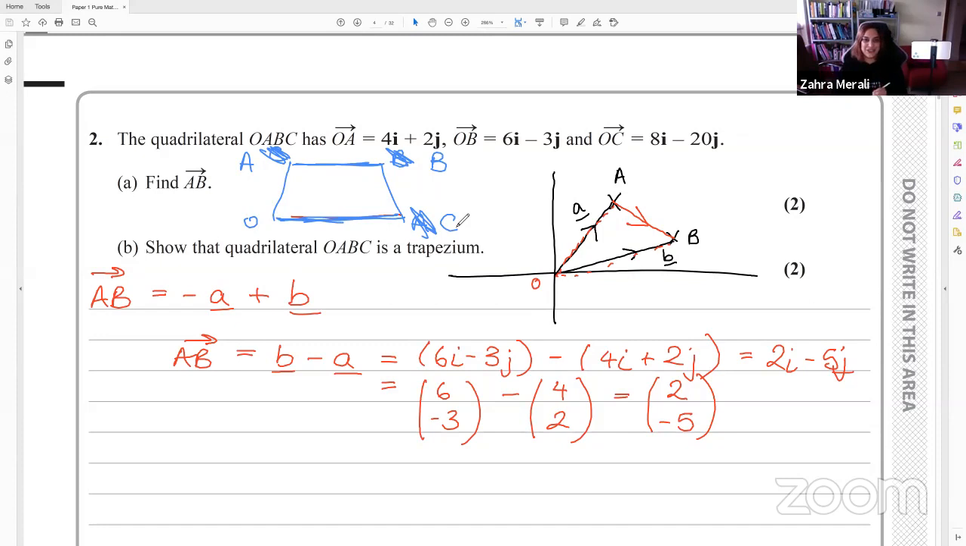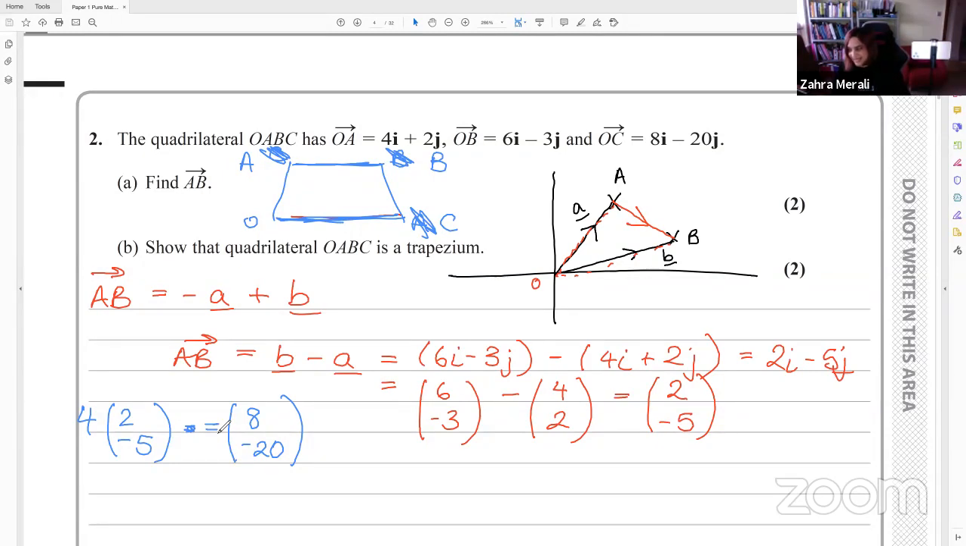Okay, so we're going to look at AB. Now we've already found AB, and we're going to compare that to OC. So if we take AB, we've got 2, minus 5, that's my AB, and my OC is 8, minus 20. How can you see that they're parallel? Well, you can see that they're parallel because they're multiples of each other. So if we were to times this one by 4, we end up with 8, minus 20.